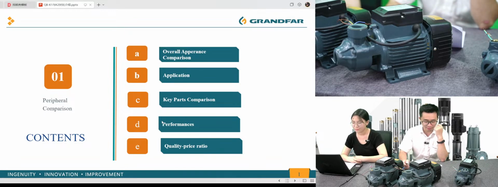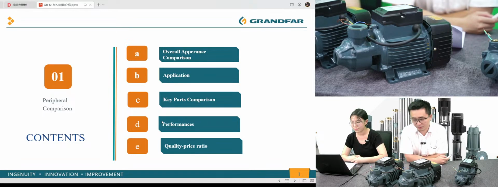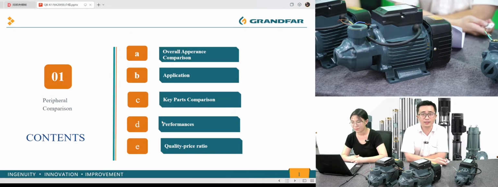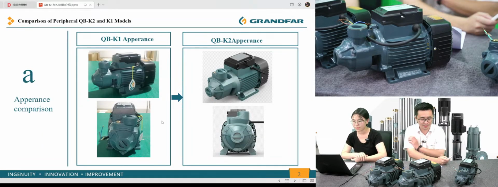Now, let's look at the 5 parts of this topic. We can see the content is mainly divided into 5 parts. First one is the overall appearance comparison. The second one is the peripheral pump QB series application. And the third one is the key parts comparison. And the fourth is the performance of these parts. And the last is the quality price ratio.